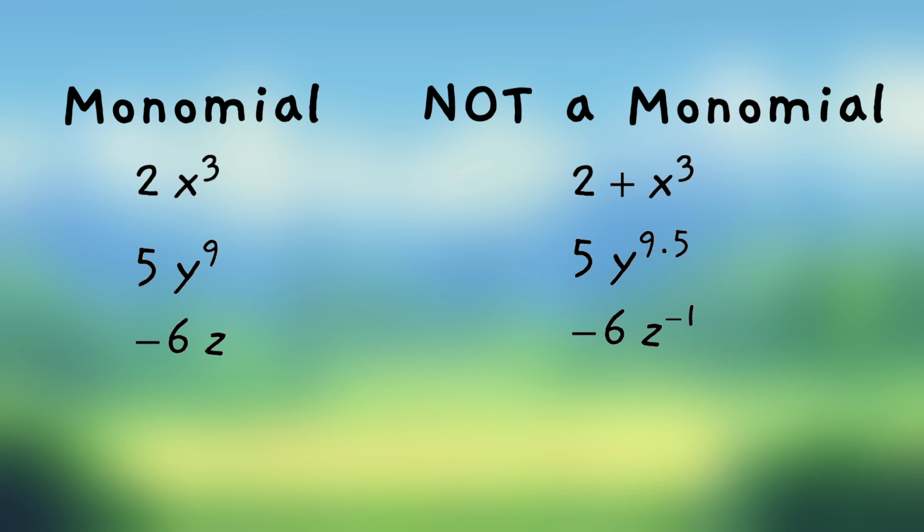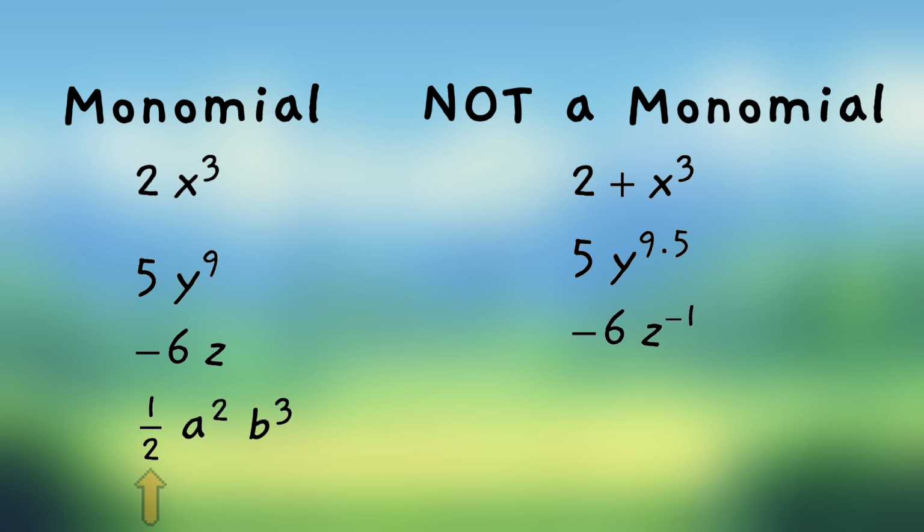And for our fourth example, we have 1/2 times a squared times b to the third. This example shows that the number in front doesn't even have to be a whole number. It can just be any old number. In this case, it's the rational number 1/2, the fraction 1/2. Also, you can use more than one letter in a monomial as long as they're all multiplied together. And here we have two variables, a and b. And if you look at the exponents, a squared, the exponent is 2, which is a positive integer. And for b cubed, the exponent is 3, which is also a positive integer.